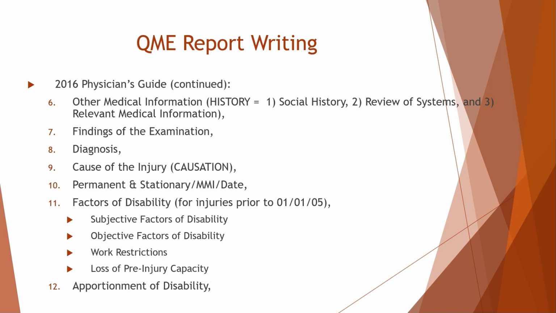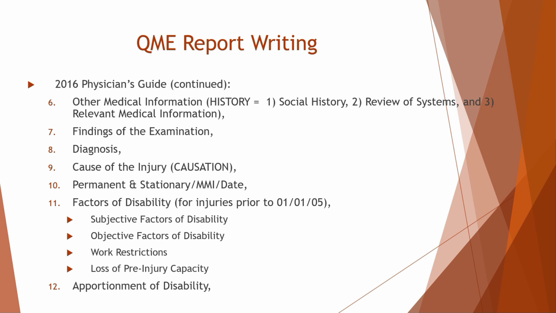Number seven is your physical examination section. Number eight is your diagnosis. Number nine is the causation of the disability. Number 10 is the permanent and stationary opinion that you're going to provide. Number 11 are the factors of disability, at least as those are described in the 2001 Physician's Guide.